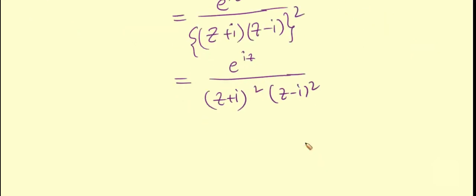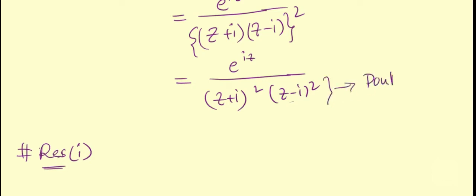Now we want to find the residue, or we ask the question, what is the residue at point i? So residue, let's write it as RES to shorten our notation. This RES will mean residue, and the bracket is saying that it's i. That means at the point i, this is coming from z minus i. So you notice that these are double poles at z equals plus i and z equals minus i. So these are double poles.